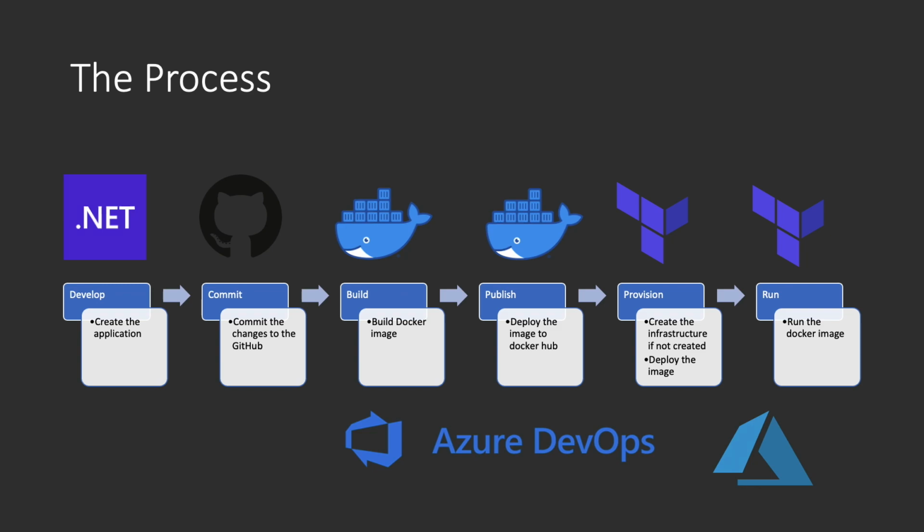And once we publish to Docker Hub, we're going to utilize Terraform to automatically create the infrastructure for us if it's not created, and then actually deploy that image into our Azure. And from that point forward, we can actually run the application. So the process basically is taking the application from pure source code to actually running on a server, all based on code without us going through all of the configuration manually.